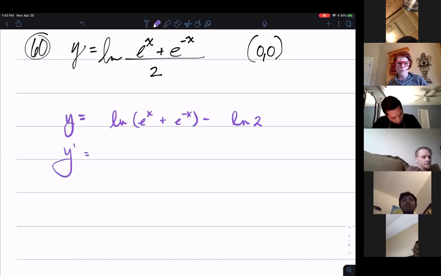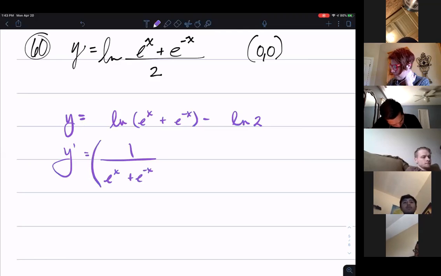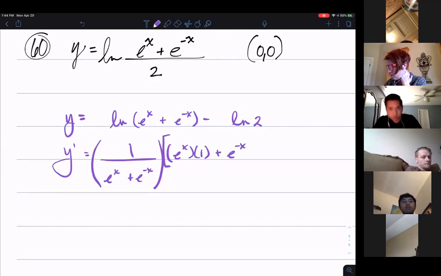All right, so the derivative of the first piece, the first term: 1 over e to the x plus e to the negative x, times the derivative of the bottom. Which is what? e to the x times a 1, plus e to the negative x times a negative 1. Correct.